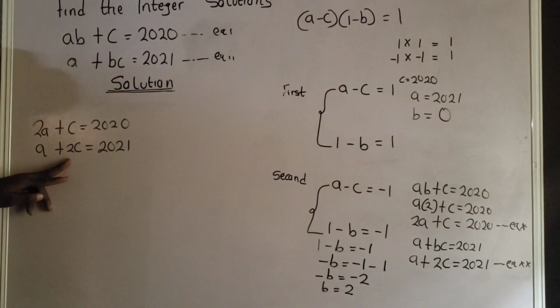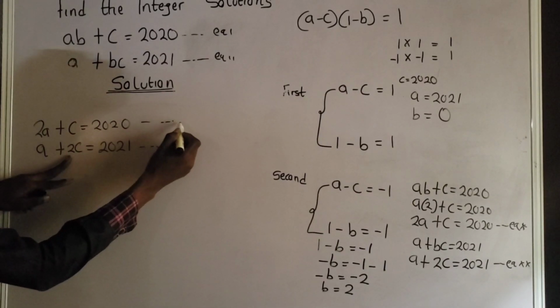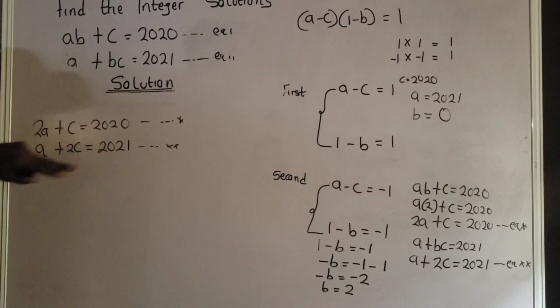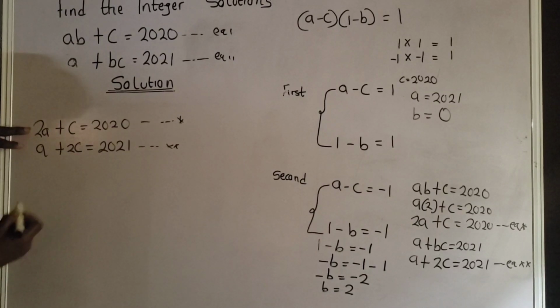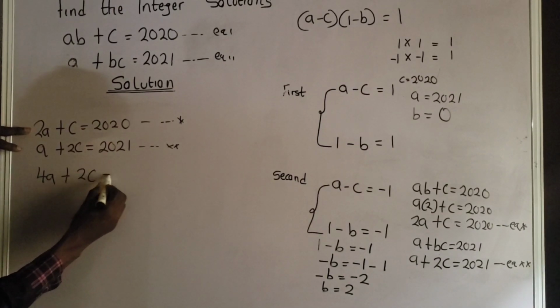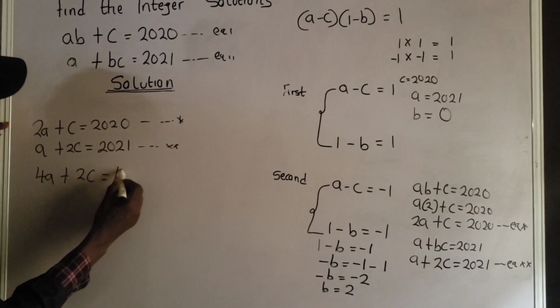To eliminate c, I will multiply the coefficient of c in equation double star with the whole equation star. So I'm going to have 2 multiplied by 2a, that is 4a, plus 2c is equal to 2 multiplied by 20, that is 40.